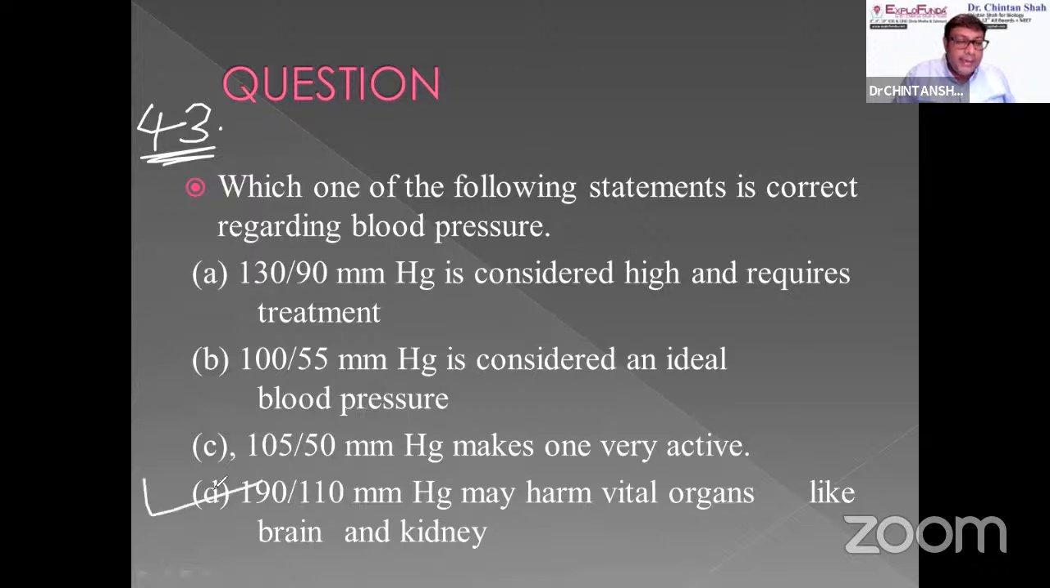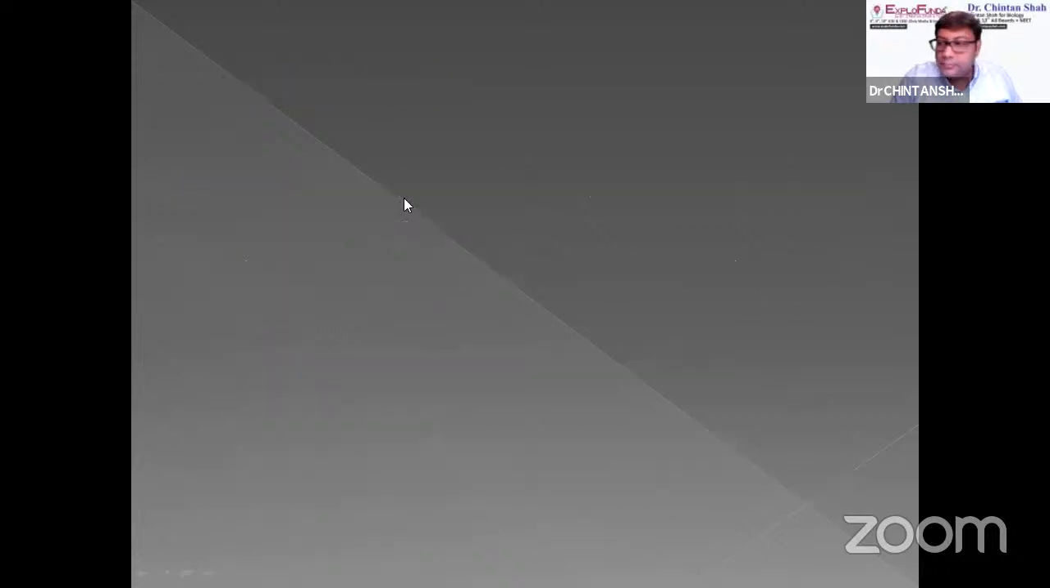Okay, let me tell you. D is right because it is considered a very high blood pressure. 190 by 110 mmHg. That's what is very harmful. It will be very high blood pressure, which is known as hypertension. And this will definitely harm vital organs like the brain and kidney. So 43, D, perfect. Please write down 43, D, perfect. Let's go on to 44.